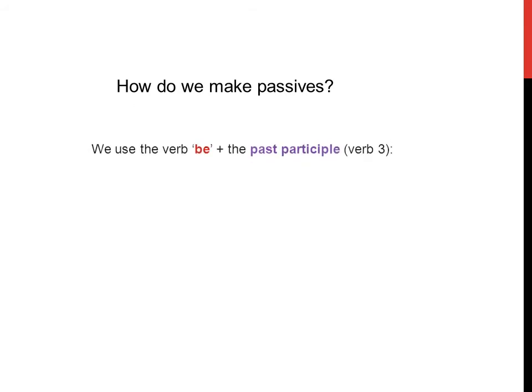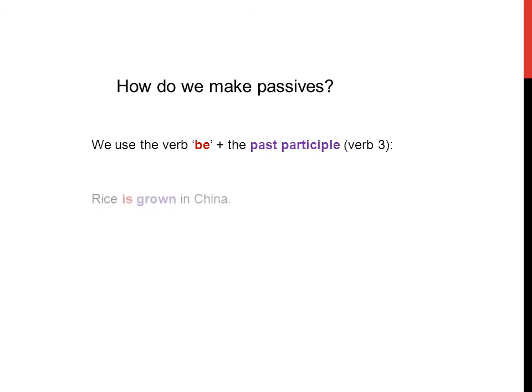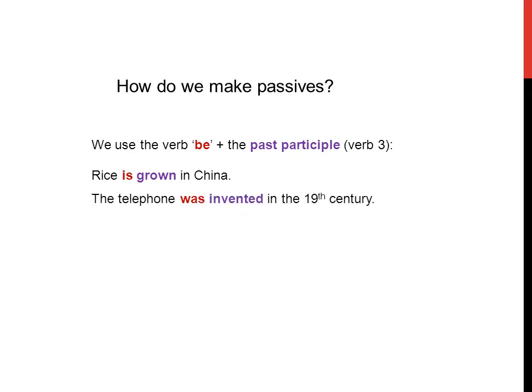But what about making it? Well, the grammar is actually quite simple. We use the verb be plus the past participle. That's the third form of the verb, as in, for example, go, went, gone, do, did, done, and so on. So here's an example. Rice is grown in China. So we've got is, that's the verb to be, and grown, that's the past participle. The telephone was invented in the 19th century. So was, the verb to be again, invented, that's the past participle.